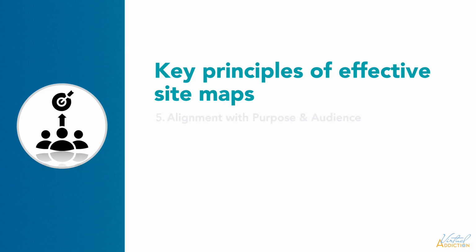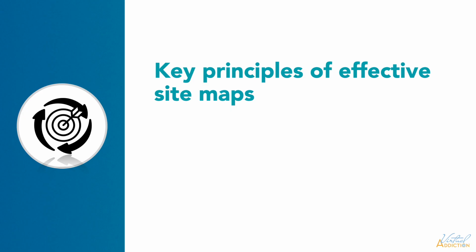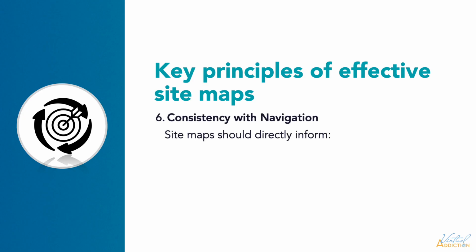Fifth is alignment with purpose and audience. A sitemap should support the site's goals and user needs. A portfolio website and an e-commerce site will have very different structures. Finally, consistency with navigation. If a page appears in the sitemap, its place in the main navigation, footer, or submenus should be clear.